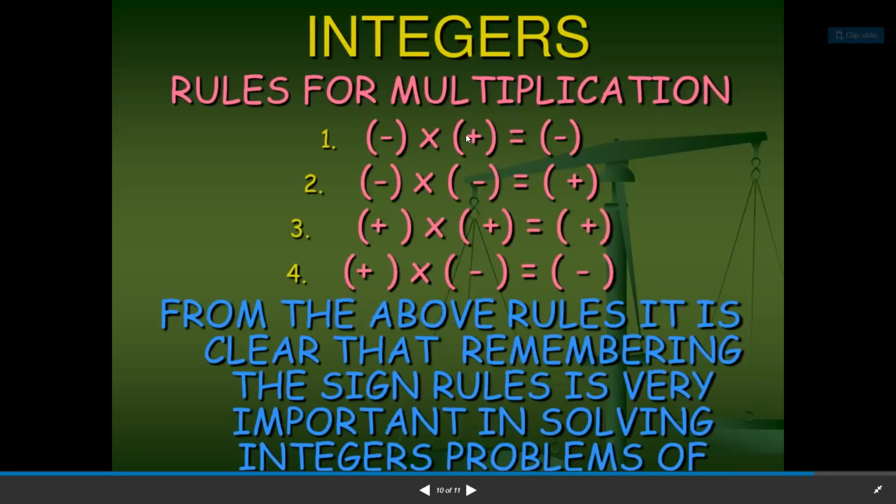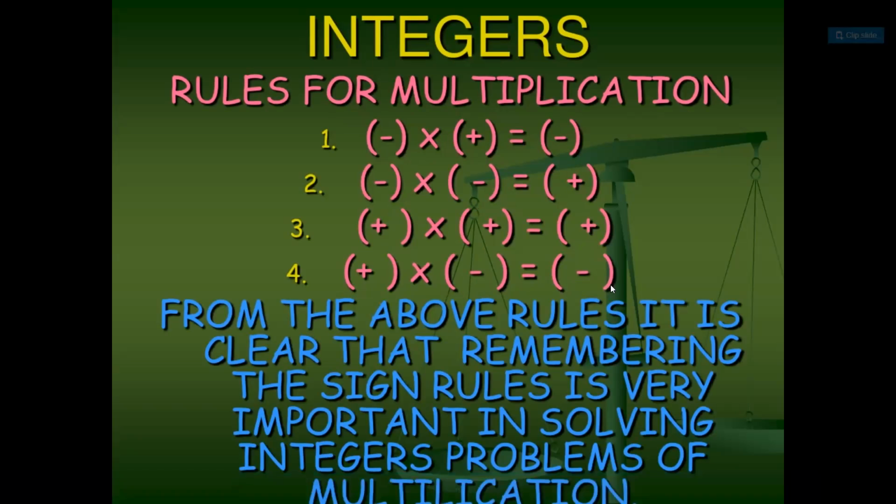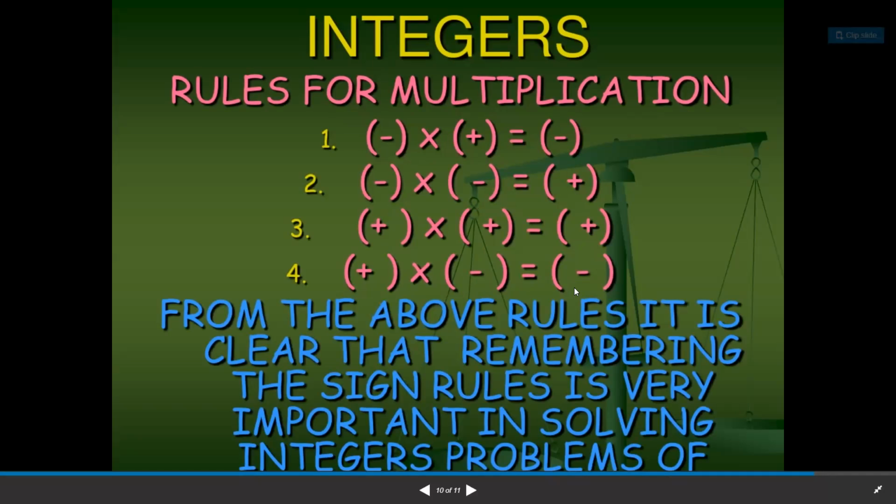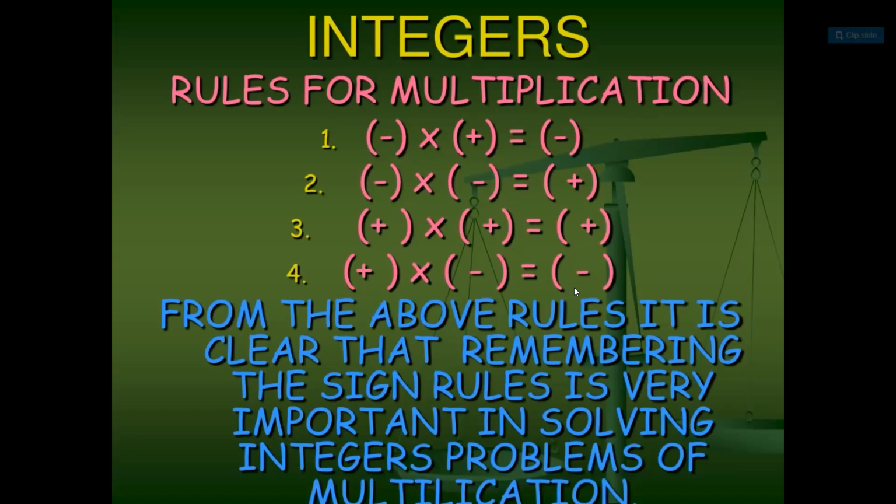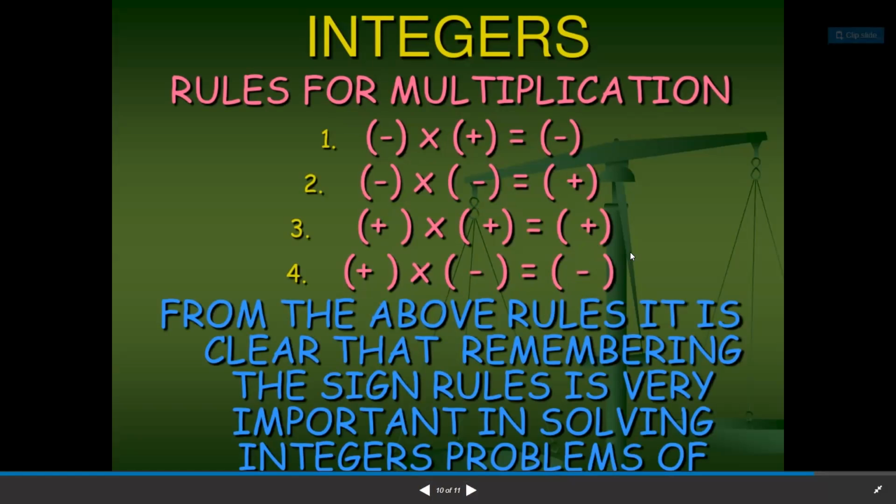Rules for multiplication. You can see here the rules that you might have studied in small classes: minus into minus is plus, minus into plus is minus, plus into plus is also plus, and plus into minus is minus. So these rules should be understood when you are following the BODMAS rule, when you are doing some problems from your exercises related with integers. When you are studying integers, you will not see fractions, you will not see decimal numbers. You will see just numbers with plus or minus sign in front. From the above rules, it is clear that remembering the sign rule is very important in solving the problems of multiplication.